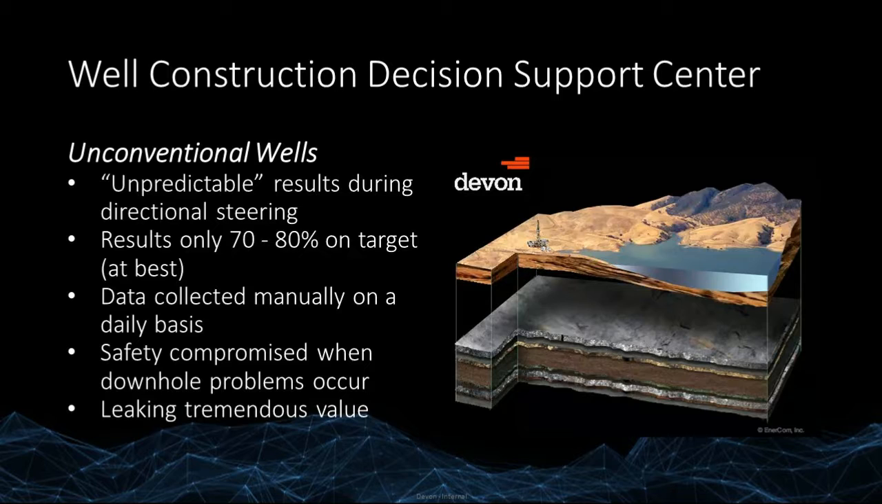We still only produce 15 to 20% of the oil in place. Even with all this amazing technology, we're still only accessing 15 to 20% of the oil and the hydrocarbons that are actually in that rock.